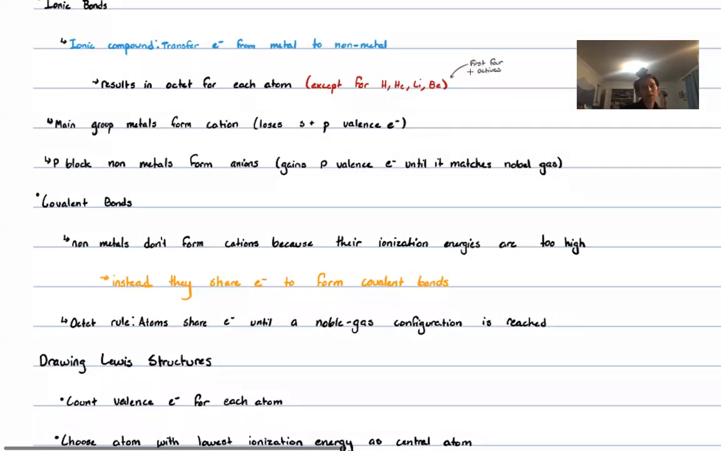For covalent bonds, nonmetals don't really form cations because their ionization energies are really high, so it becomes difficult to actually remove that electron. Instead, to get that full valence, they decide to share with another atom or another molecule, anything along those lines. So that's what we get when we see covalent bonds.